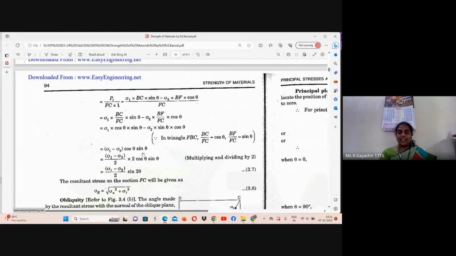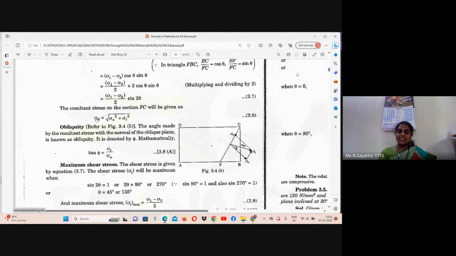Okay, cos theta sin theta, we know the equation. Sin 2 theta is equal to 2 sin theta cos theta. So we can multiply 2 on numerator and denominator. We can put 2 on the denominator along with sigma 1 minus sigma 2 and the other terms separately. Sigma 1 minus sigma 2 by 2 times 2 cos theta sin theta. 2 sin theta cos theta or 2 cos theta sin theta value is sin 2 theta. Sigma 1 minus sigma 2 by 2 sin 2 theta.